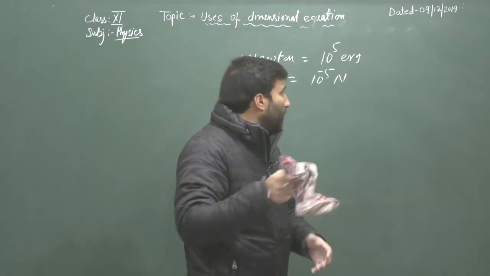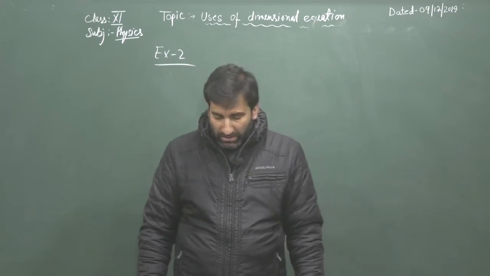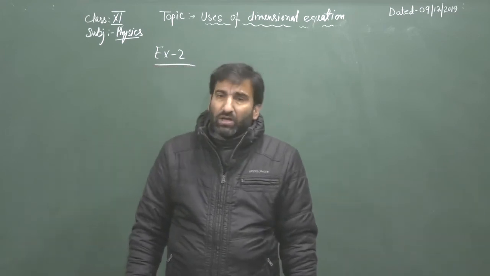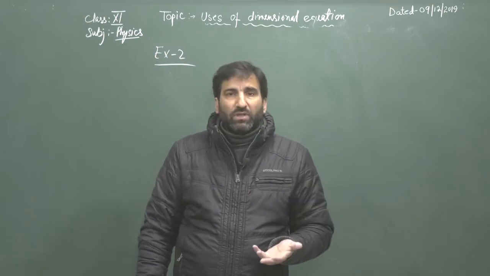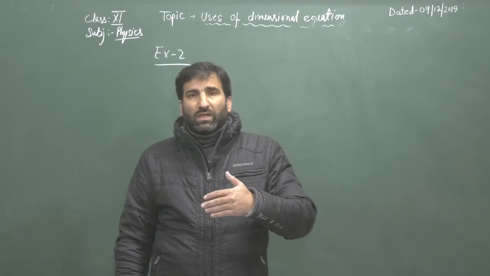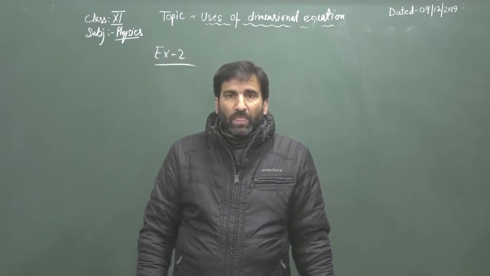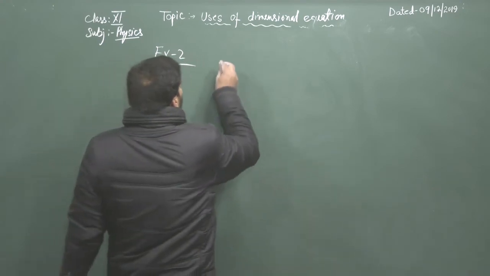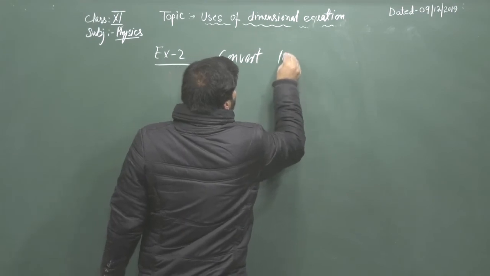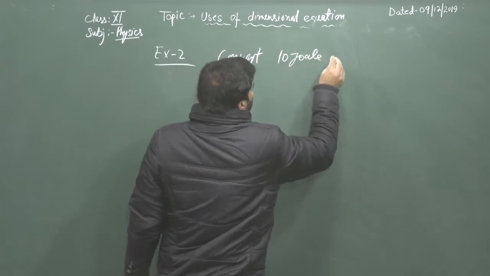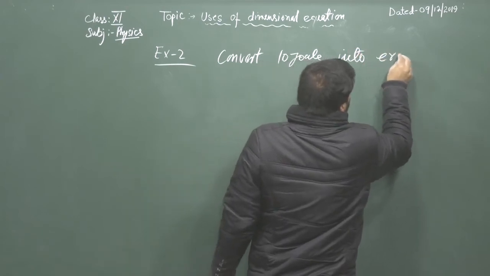So let's take another use. Conversion of joule into erg. That means we can convert joule into erg. We can again go from SI to CGS. So we can convert 10 joule into erg.